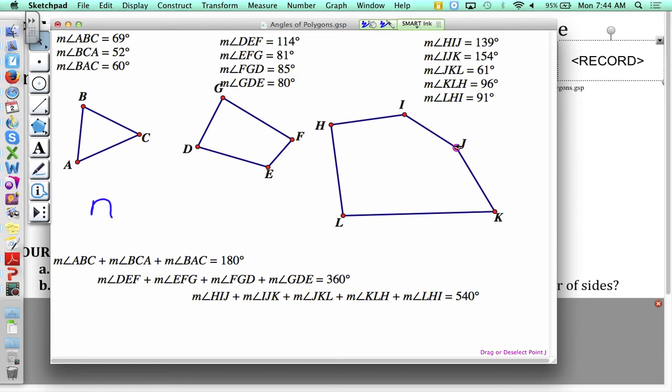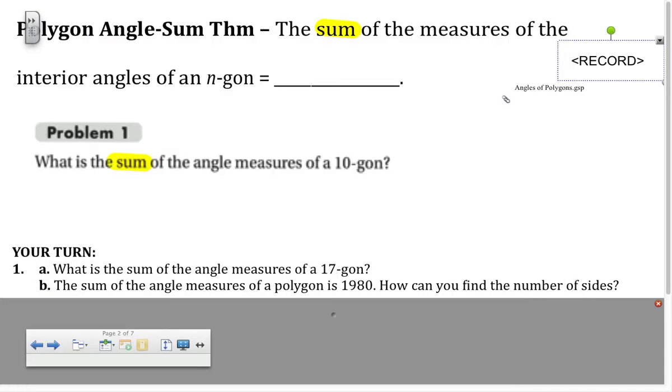Now, what did I do to the number of sides in order to get 1 here? Subtract 2. So the number of sides minus 2 times 180 is, in fact, our formula right here in our notes. The sum. Please make sure that you always look at the question, because sometimes they're going to ask you for the sum and sometimes they're going to ask you for the measure of each. The sum of the measures of the interior angles is n minus 2 times 180.